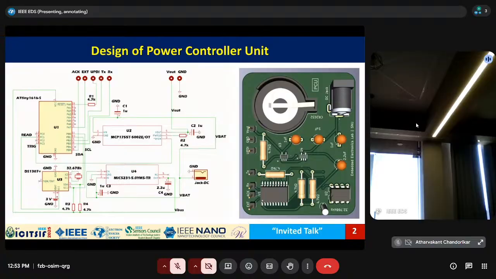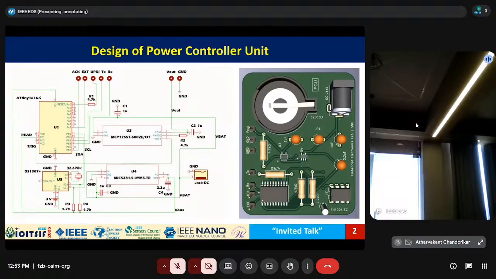So I have designed this power controller unit with the help of these four components. This is the main brain of this power controller unit, which is the ATtiny1660 microcontroller. This microcontroller consumes 10 milliampere current when it is running at full load. And then this is another real-time clock module which will keep track of the timing.